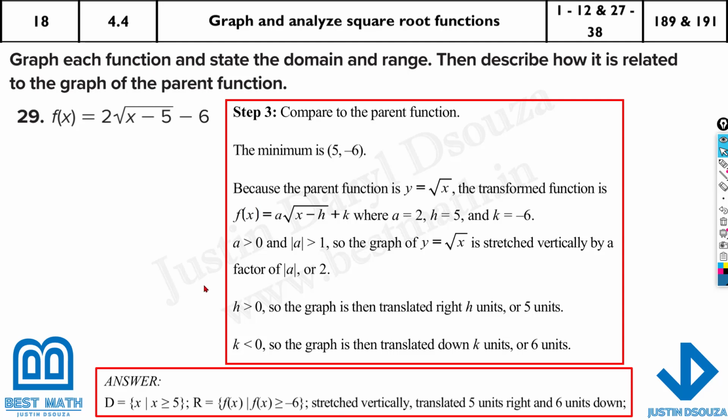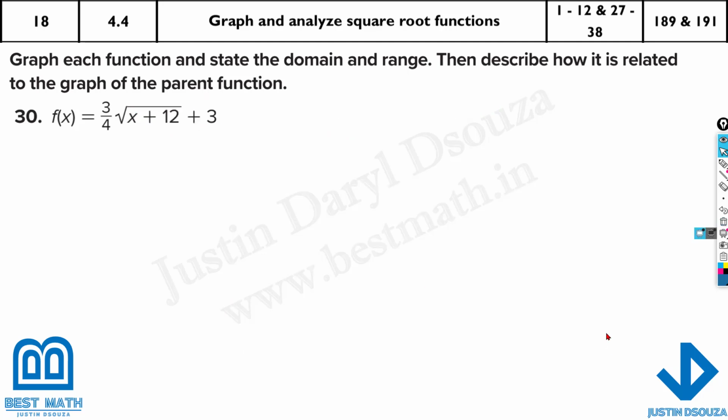And what about the translation? It is stretched vertically. Why? Because it's 2, it's more than 1. Translated 5 units to the right, because the domain I showed you is x greater than or equal to 5. It's 5 units right, 6 units down. Same thing over here, the translation is 3 units up, that is positive 3. 12 units left because x plus 12 changes its sign, and this is compressed because it's 3/4, that's less than 1, it's 0.75, it's compressed vertically.